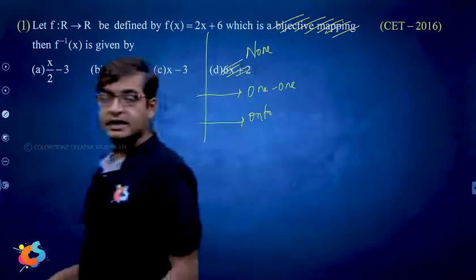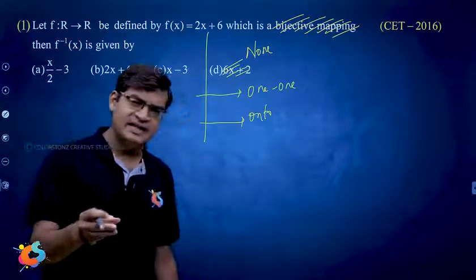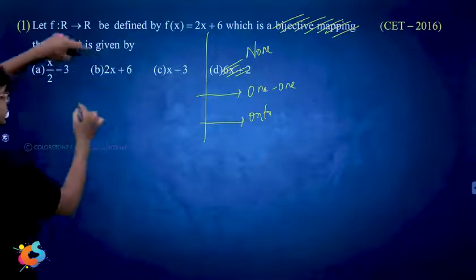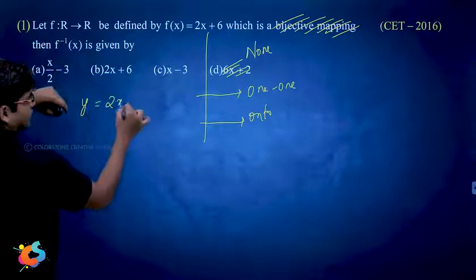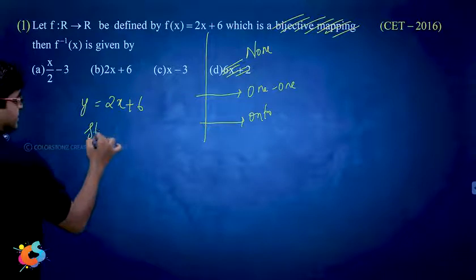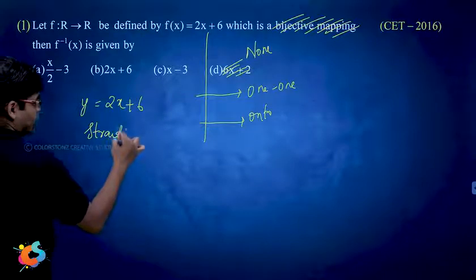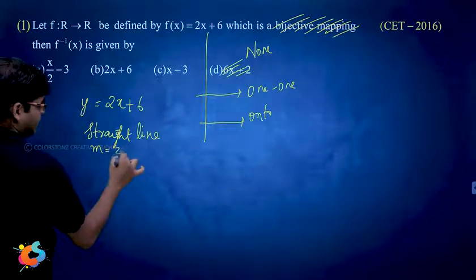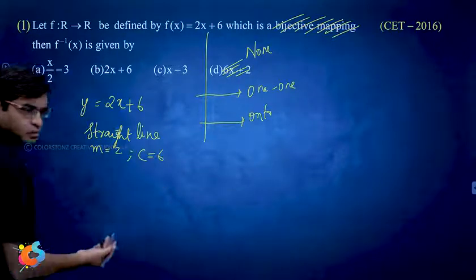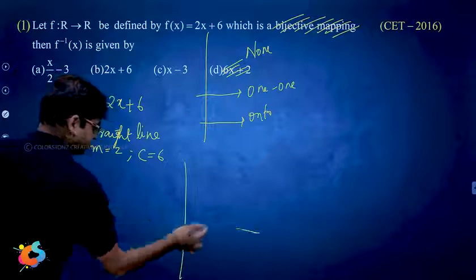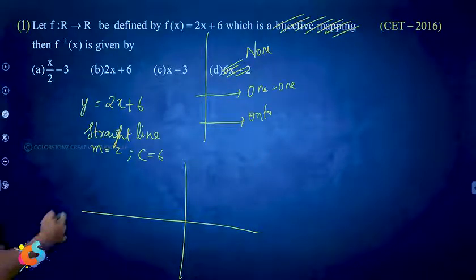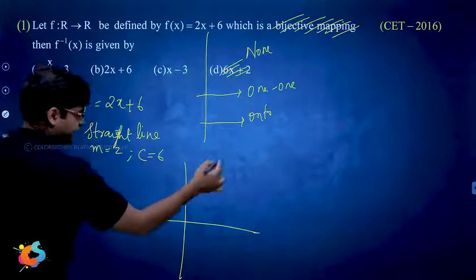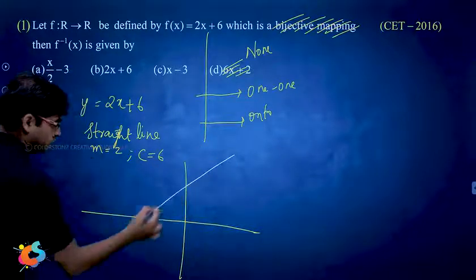To check that, if you know the graph, it is very easy. Graphically, it is the easiest thing. You know the graph of this function. What is the graph of this function? It is a straight line. What else can you say? You can say that slope is equal to 2, y-intercept is equal to 6. More than sufficient. Just draw the graph. So here we have y-intercept as 6, means where it cuts the y-axis, that is 0, 6.